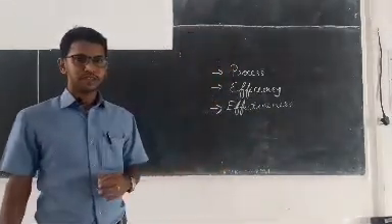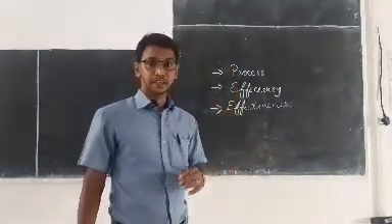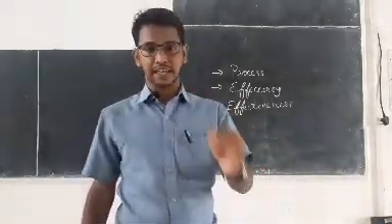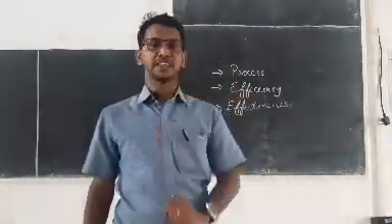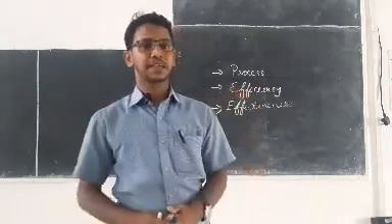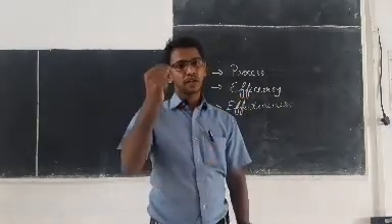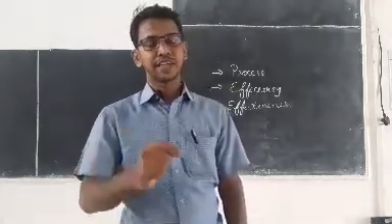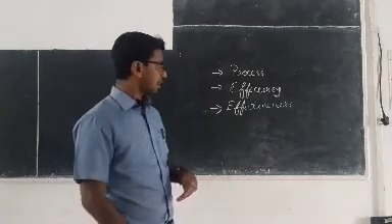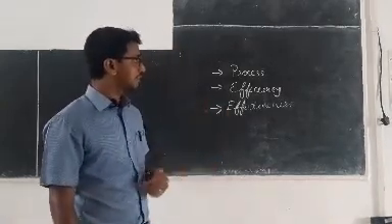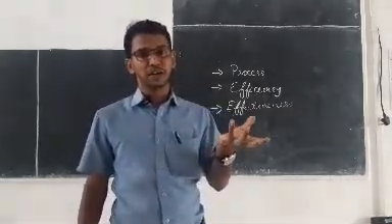Effectiveness means to get the desired target. Effectiveness means to get the desired target, or to reach the ultimate goal of the organization. When any person gets the ultimate goal, then we can say that it is effective. So let us explain these terms once more. Process means to do the activity of an organization.